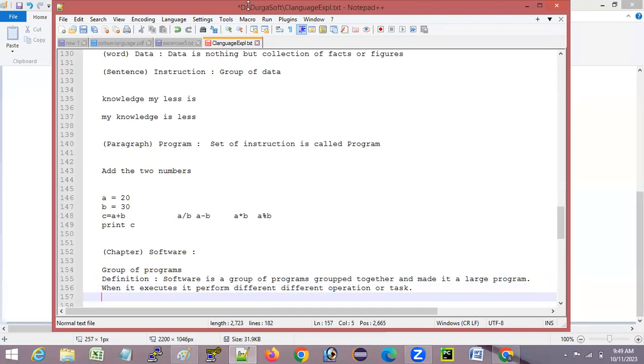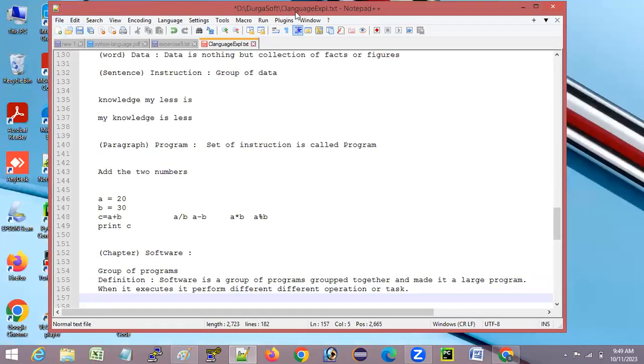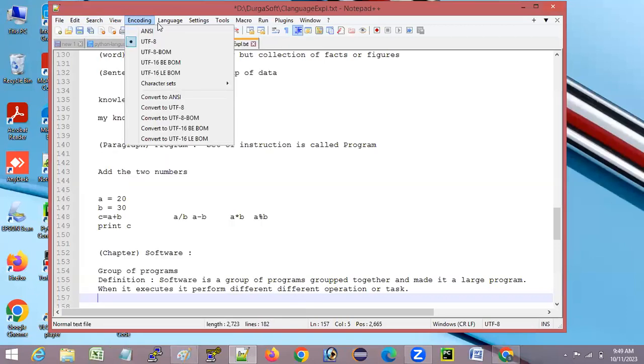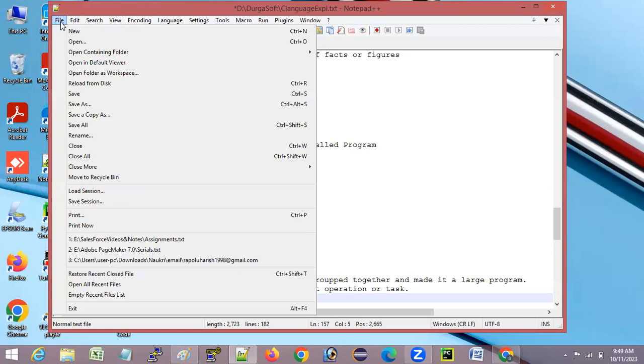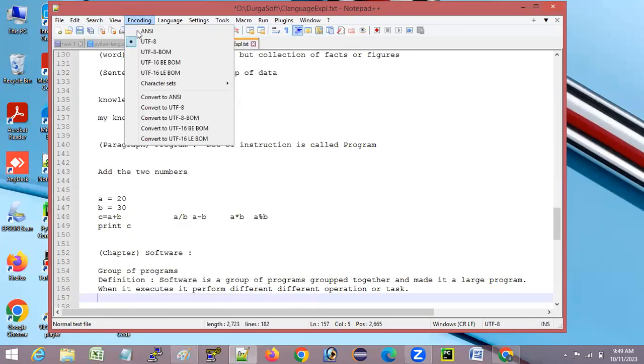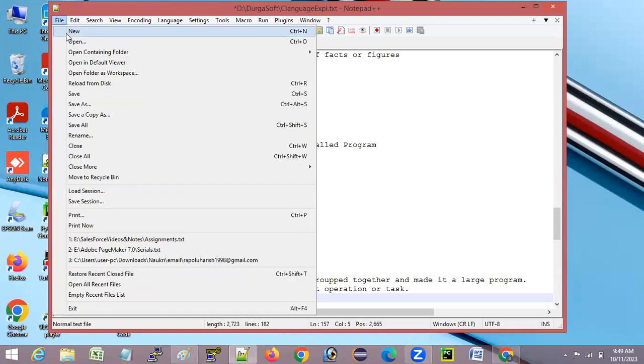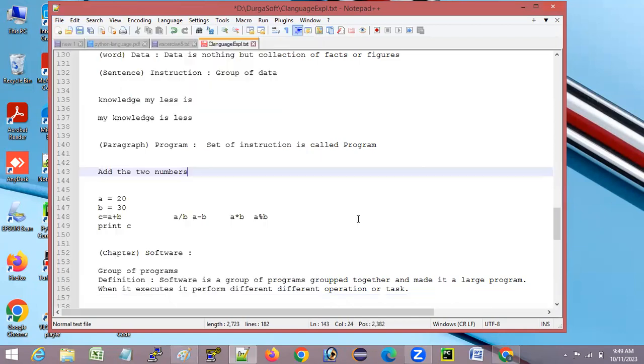Now take the example of this Notepad only. This is a Notepad, right? In this, what is the name of the software? Notepad. In this, we have File, Edit, Search, View, Encoding, Language, all of which we call menus. In that, one by one, we go with the File menu, Edit menu, Search menu, View menu, Encoding menu. See, we have a number of programs, like New, Open, Open Containing Folder, Open in Default. These are all a number of programs. All together, we made them into one software called Notepad. Automatically, it will not happen.